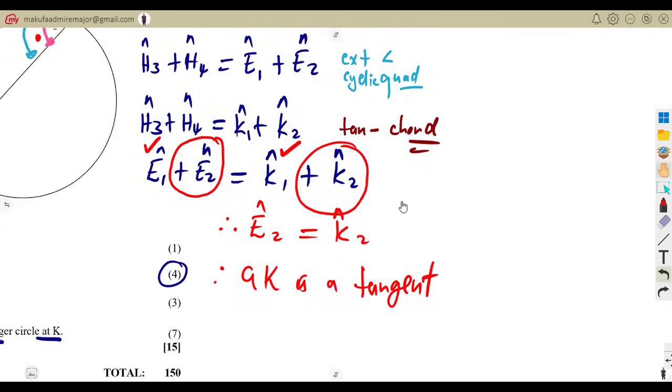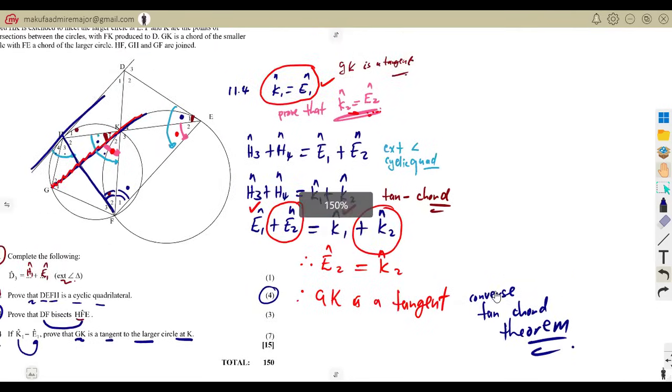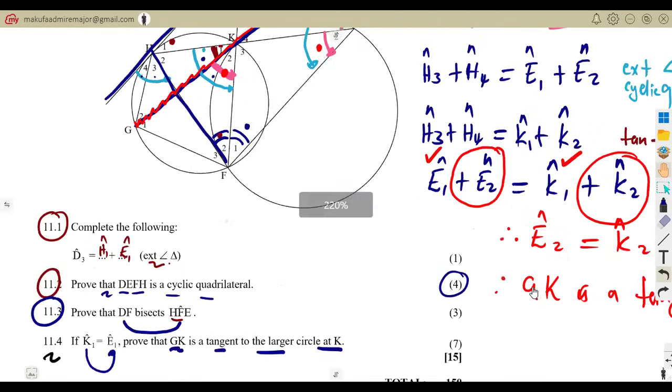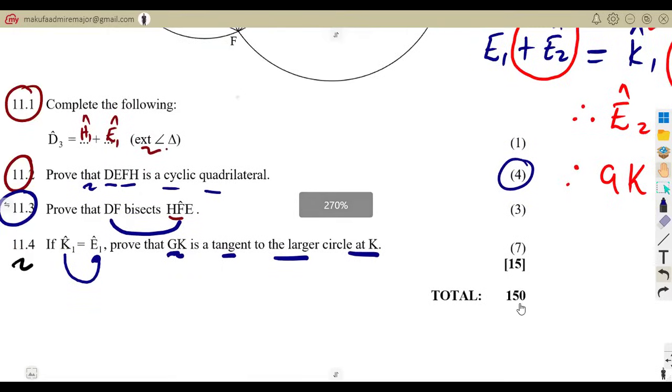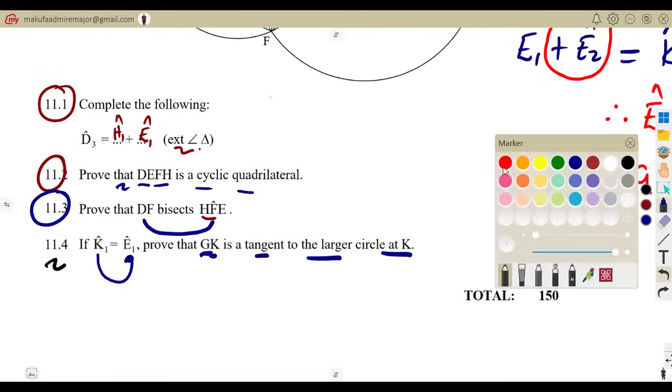So that is considering the converse tan chord theorem. So you just need to be very, very careful in your presentations, in how the questions are given, especially the last question, guys. For the last question, you just have to try to figure it out, because it takes you a lot of time, but it's important that you attempt it. And lucky enough, it is the last question.